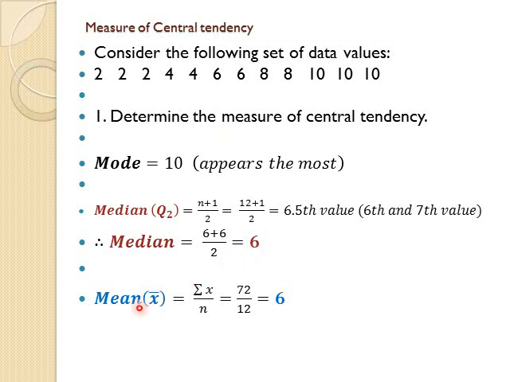For mean, I add all of them together. So 2, 4, 6, 10, 14, 20, 26, 34, 42, 52, 62, 72. So the sum of x is 72 and there's 12 values. So 72 divided by 12, which then gives me 6. So my mean in this case equals 6. Right, so that's my measure of central tendency.